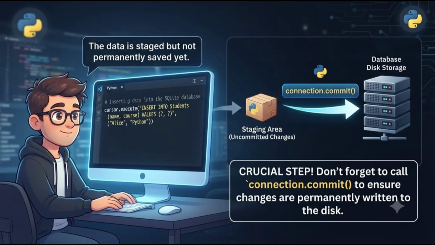After executing this, the data is staged, but not permanently saved. We must call connection.commit to ensure the changes are written to the disk. This is a crucial step that beginners often forget.